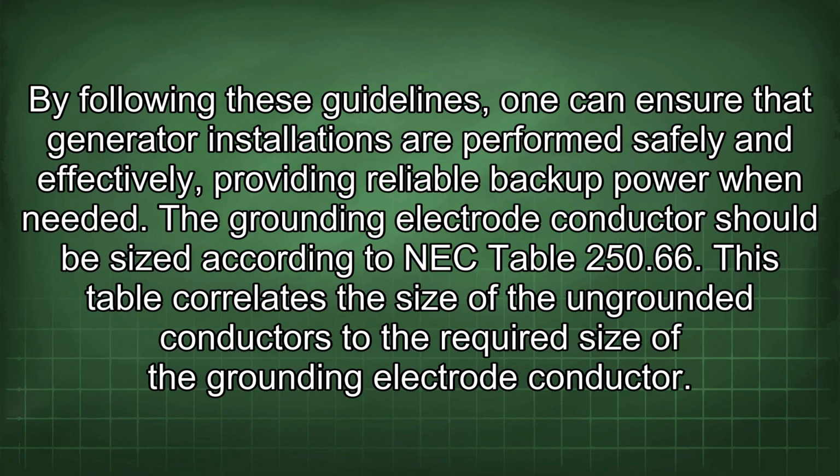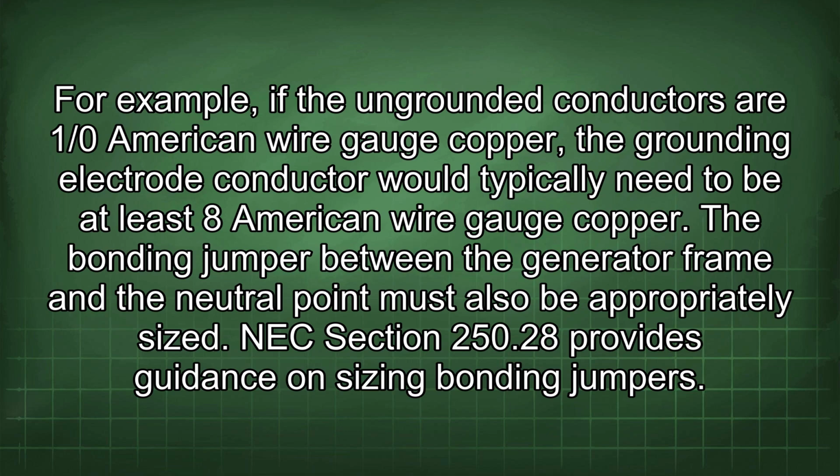The grounding electrode conductor should be sized according to NEC Table 250.66. This table correlates the size of the ungrounded conductors to the required size of the grounding electrode conductor. For example, if the ungrounded conductors are 1/0 American wire gauge copper, the grounding electrode conductor would typically need to be at least 8 American wire gauge copper.